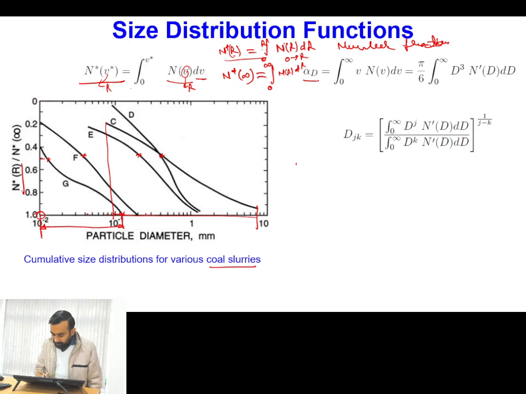Now one parameter is defined over here, alpha d. Do you know from the previous lecture what is the definition of alpha? Volume fraction. And when it is referred with d, it means it is pointing towards the volume fraction of the dispersed phase.